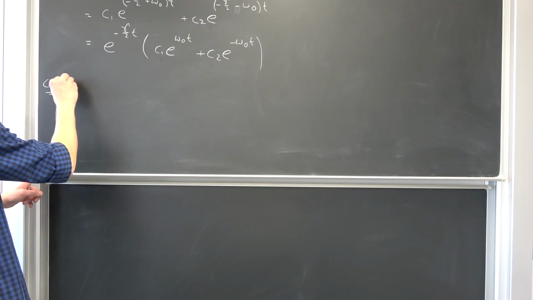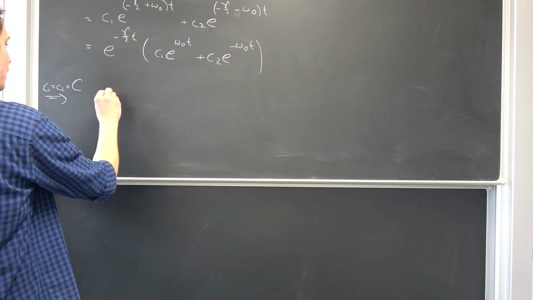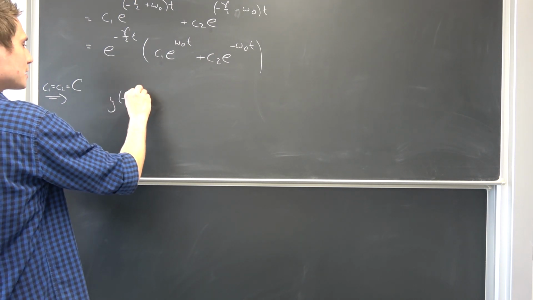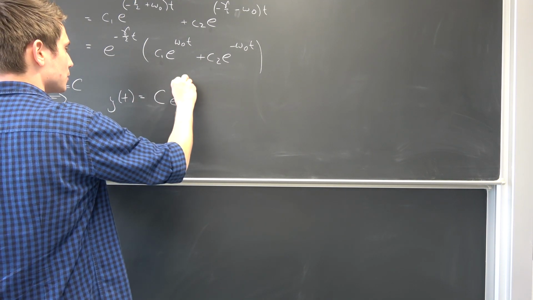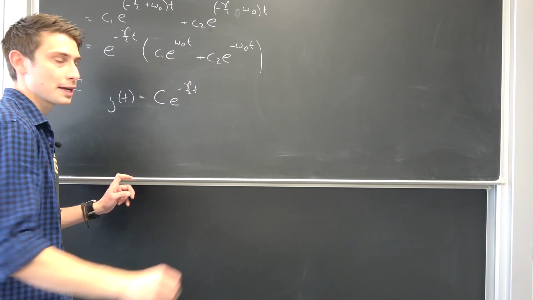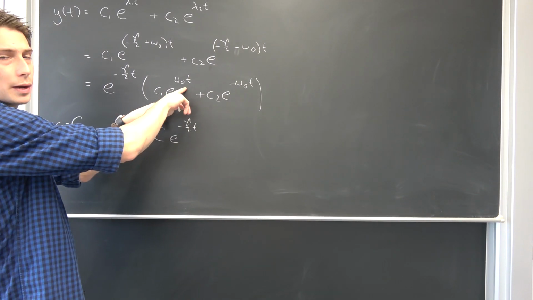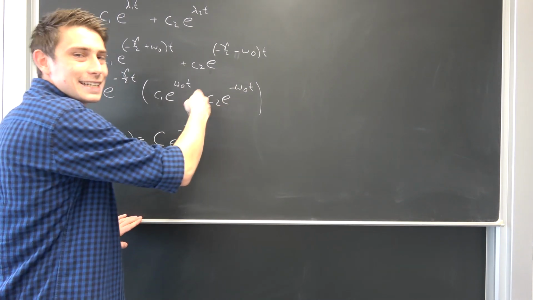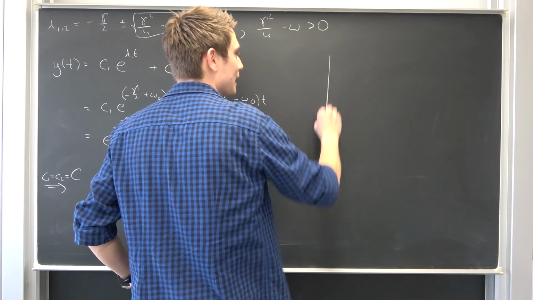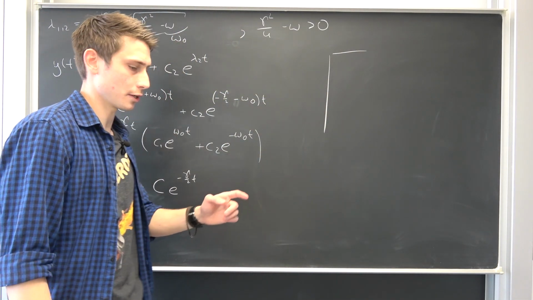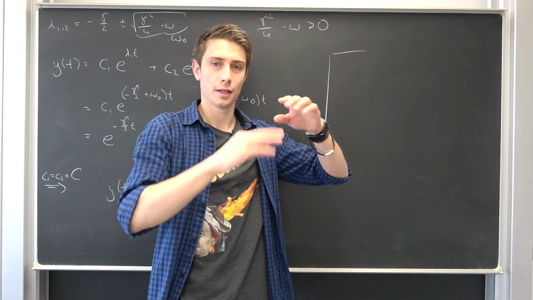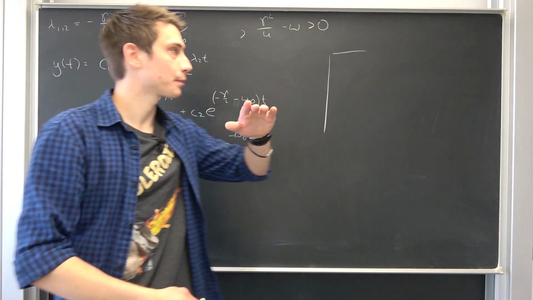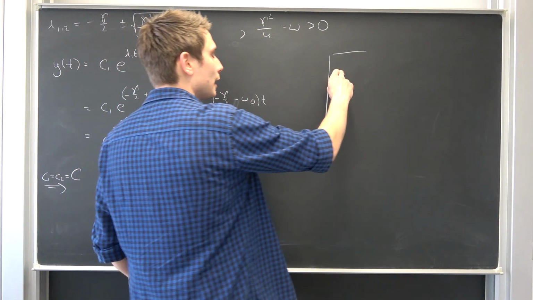c1 is equal to c2 is equal to some big constant c. Then y of t is nothing but this constant c, e to the negative gamma over 2 times t, and then e to the omega naught times t plus e to the negative omega naught times t. And this thing right here is pretty cool. We had this solution to the rope sliding off a desk differential equation.